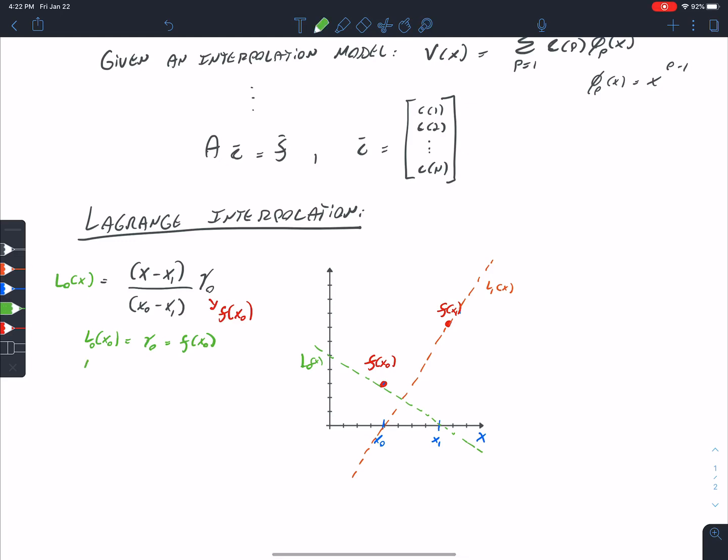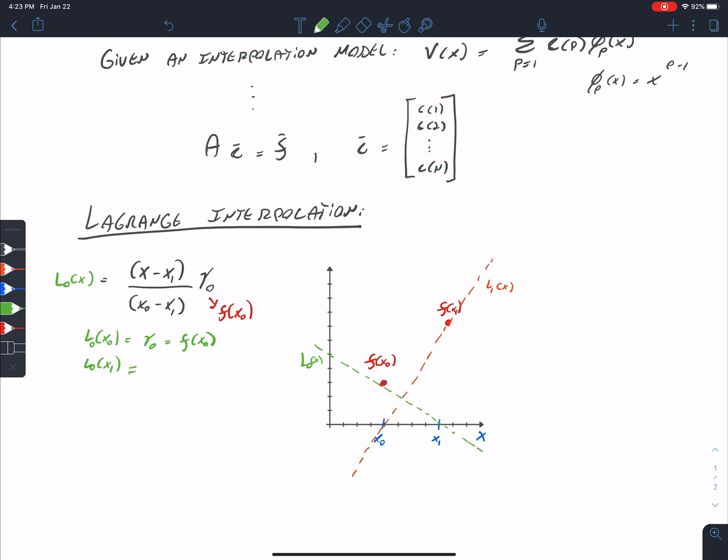What is L0 at x1? So if we plug in x1 here, we have x1 minus x1, which is 0. So 0 times anything is 0. So in this case, this will be 0. So we have verified that this line L0 is indeed this line that we plot here, right? It passes through y0, or f of x0, and it passes through 0 at x1.